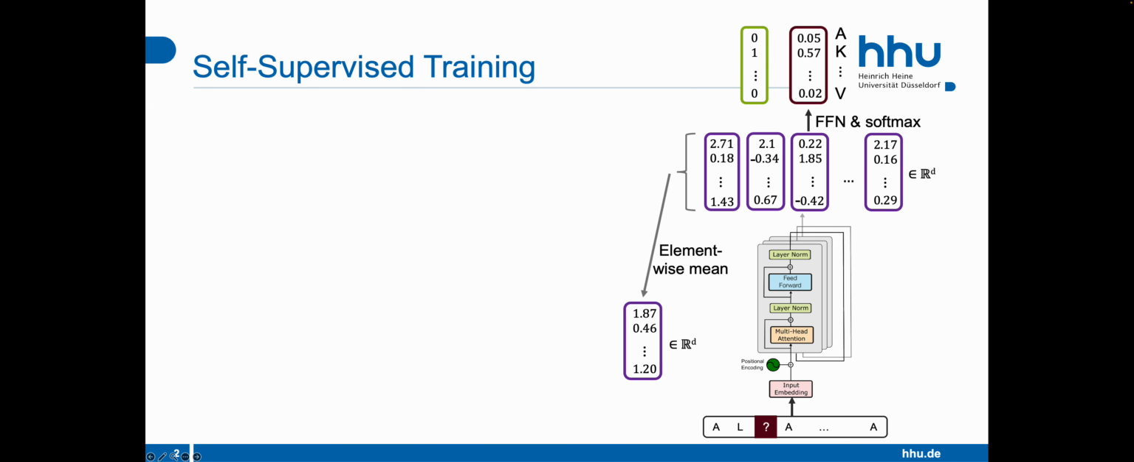Let's do a short recap first of the self-supervised training that we have considered so far. We randomly mask approximately 15% of the amino acids in the input sequence and train the model to predict the type of the masked amino acid. This results in a meaningful amino acid representation that contains structural and functional information. After training, we can finally get a single protein representation by calculating the element-wise mean of all amino acid representations.